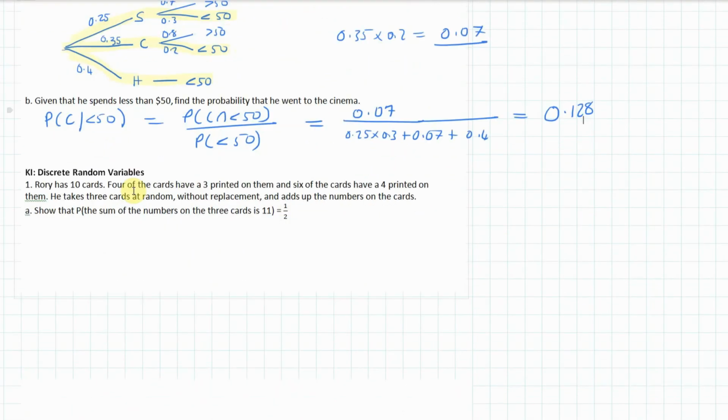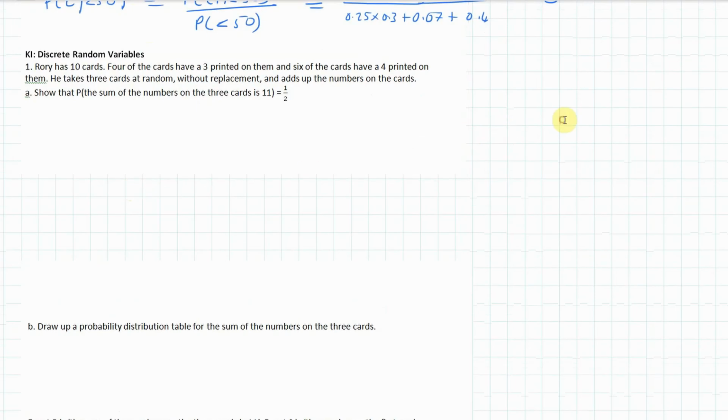Alright, the second topic is discrete random variables. Rory has 10 cards in total. 4 have 3 printed on them. 6 have 4 printed on them. He takes 3 cards at random without replacement, and he adds up the numbers on the cards. We've got to show that the probability that the sum of the numbers on the 3 cards is 11 is 1/2.